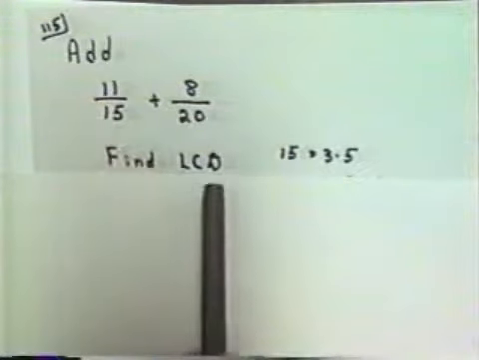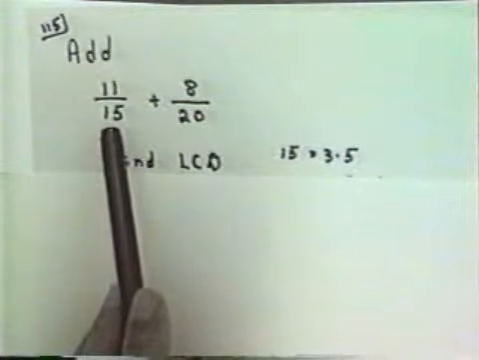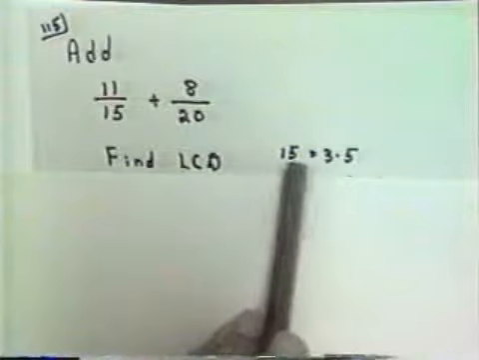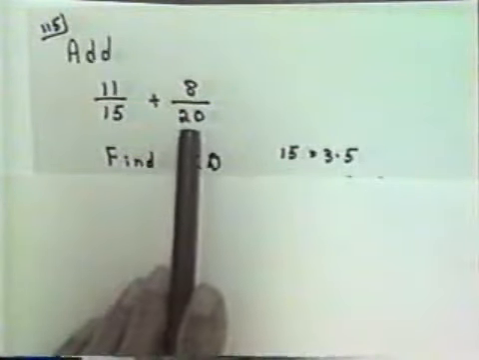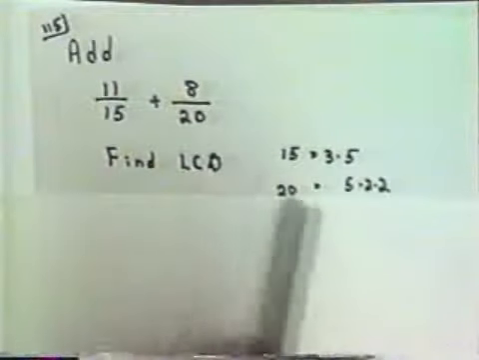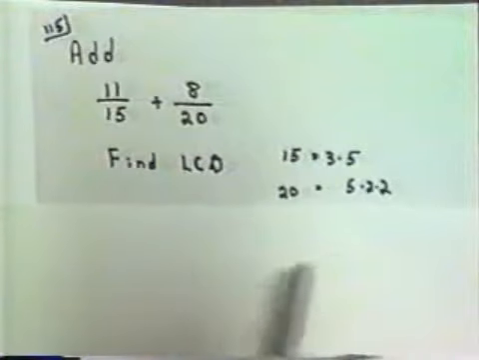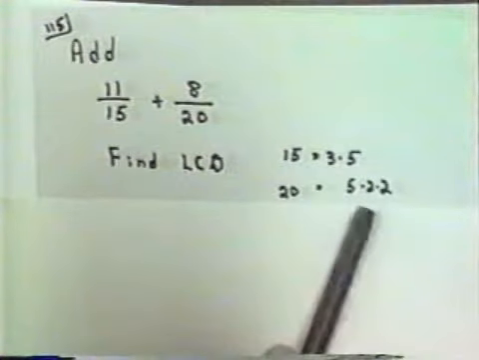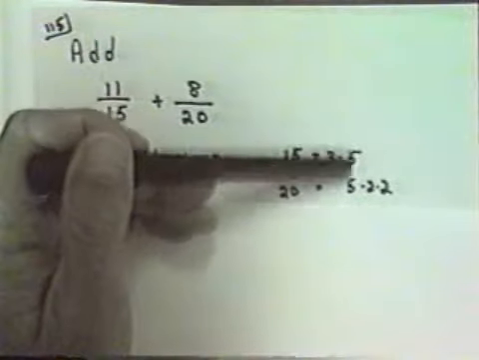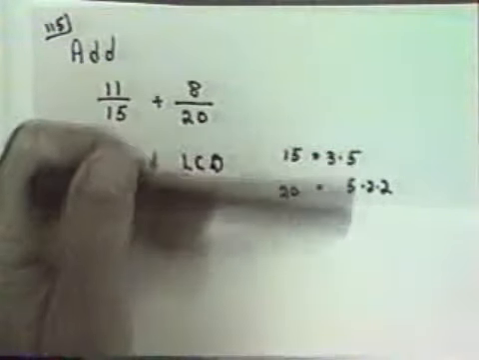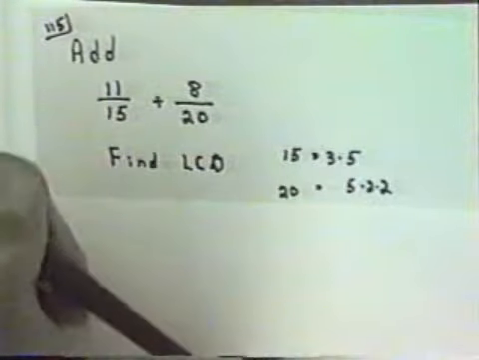Now to start, to find the LCD when I don't know what it is, I can completely factor 15. 15 factors into 3 times 5. Then I can completely factor 20. 20 factors into 5 times 2 times 2. So 20 is 5 times 4, or 5 times 2 times 2. Now notice, as I factored the 20, I aligned my common factor. So 5 is common to both of them, so I put the 5 under the 5.